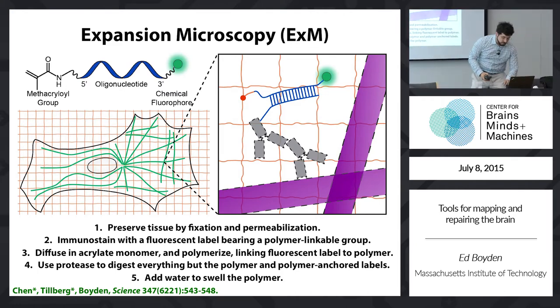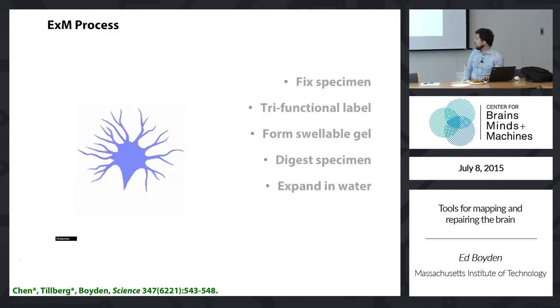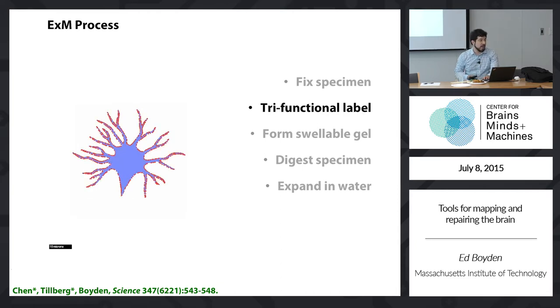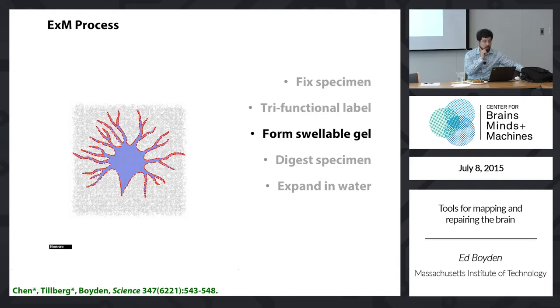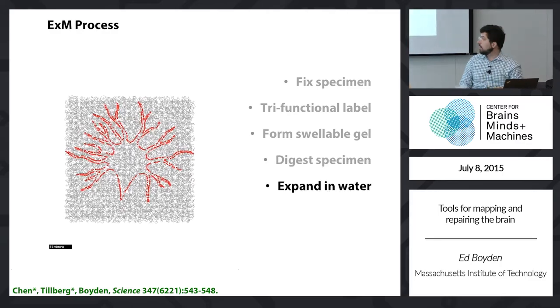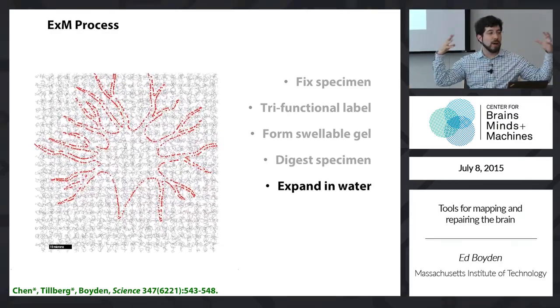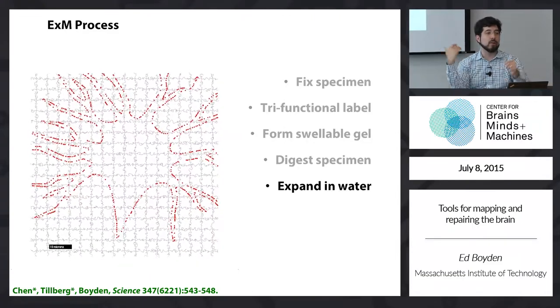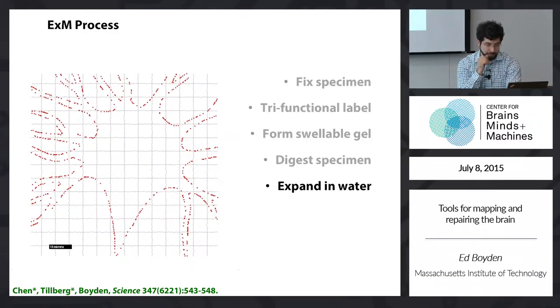So let's go through that with a slightly different set of slides. Here's our, as you can see, very artistic rendition of a neuron. We bring in that antibody or affinity tag to label a particular biomolecule. We form the polymer, and we anchor the fluorophore to the polymer. We digest the original biomolecules to homogenize the mechanical properties. And then, when we add water, the polymer swells, taking all of those anchored labels with it.